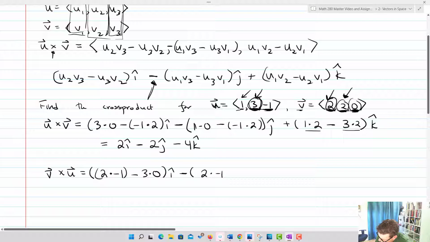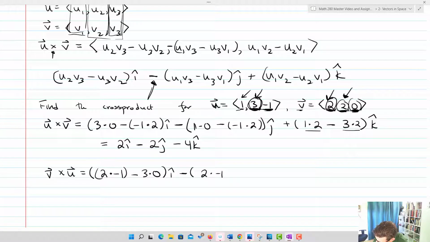Minus 1 times 0, because this is now going to be v3 times u1, and that'll be my j. Plus, we'll have 3 times 2, so that would be v1 times u2, so 3 times 2 minus, and then this would be 2 times 1.